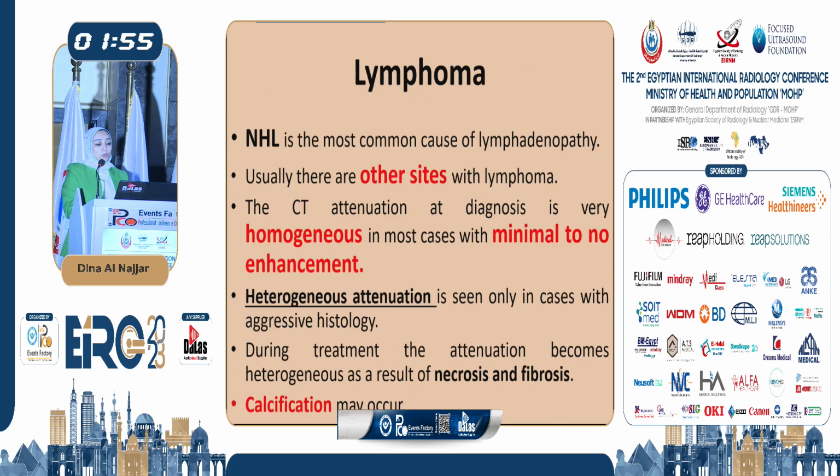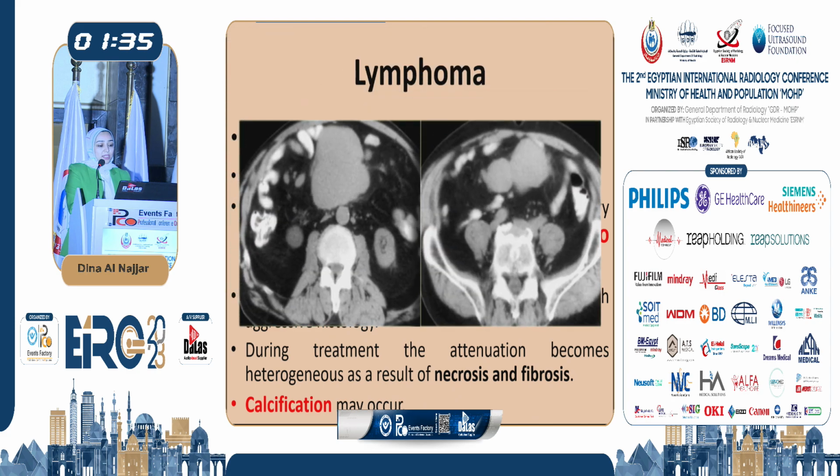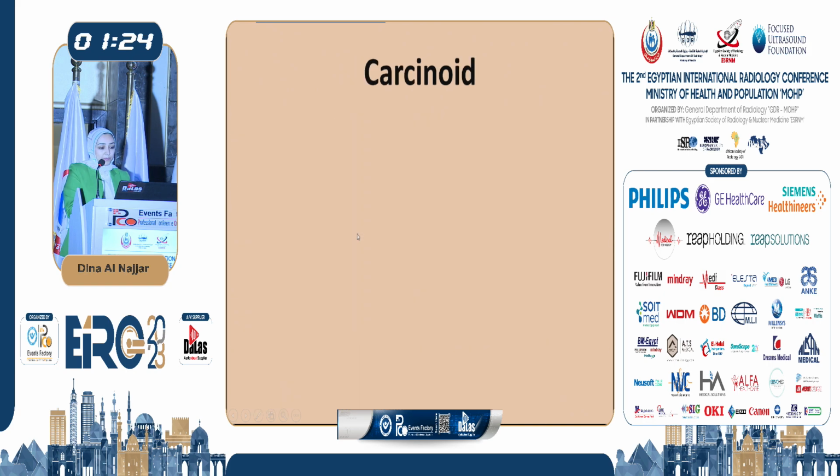Lymphoma, non-Hodgkin, is the most common cause of lymphadenopathy. Usually there are other sites of lymphoma, and on CT, the lymph nodes will appear homogeneous with minimal to no enhancement. Heterogeneous attenuation may be due to treatment or necrosis and fibrosis. Calcification also may occur. This is a globular soft tissue lesion, rather homogeneous, with no evidence of necrosis or calcification. In a known patient with lymphoma, this raises the possibility of lymphoma.